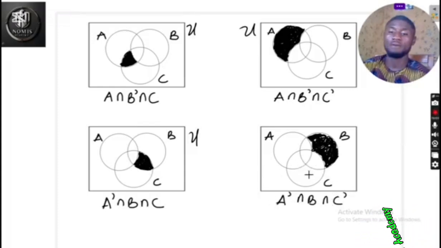And that is the final part of our lesson. I hope you understood everything we did in this video. Watch out for it carefully. Try A union B union C. Try A union B complement union C. Try A union B intersect C. And try to see if you will get the correct Venn diagram. Bye bye. See you in the next video.